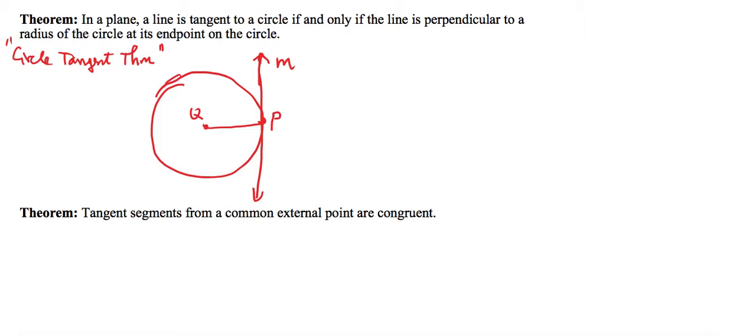So this statement says that M is tangent to circle Q if and only if the line is perpendicular to a radius of the circle at its endpoint on the circle. So if and only if QP, that's the radius, is perpendicular to line M. In other words, this line M is tangent to the circle if and only if that angle right there is 90 degrees.